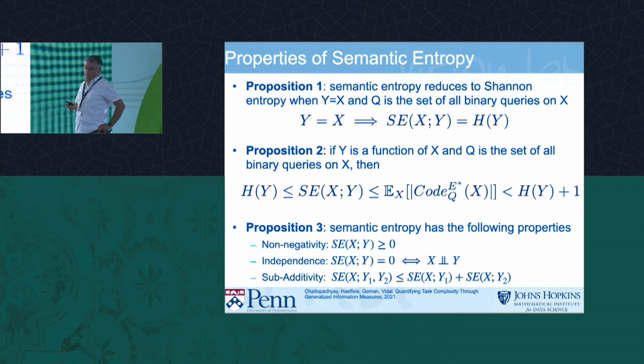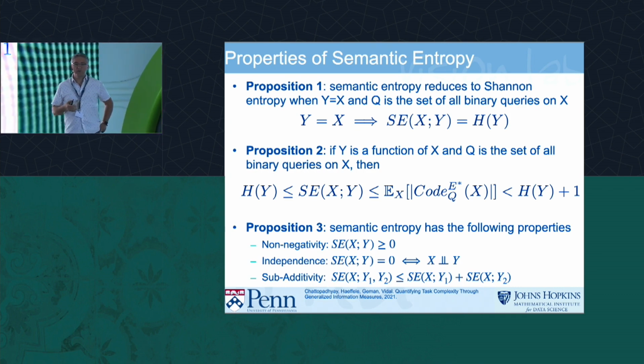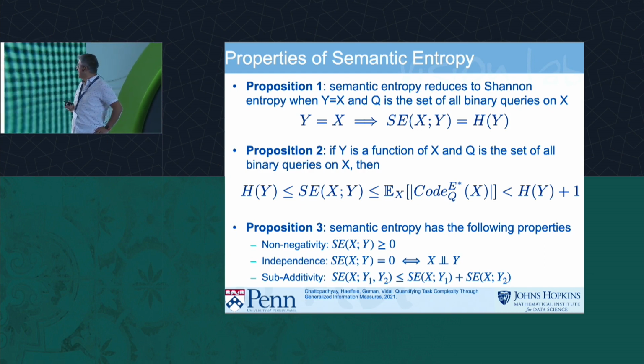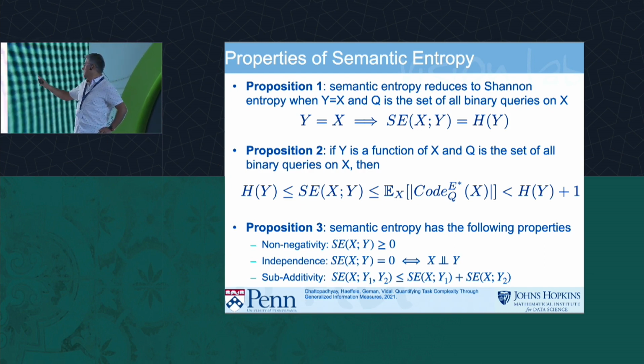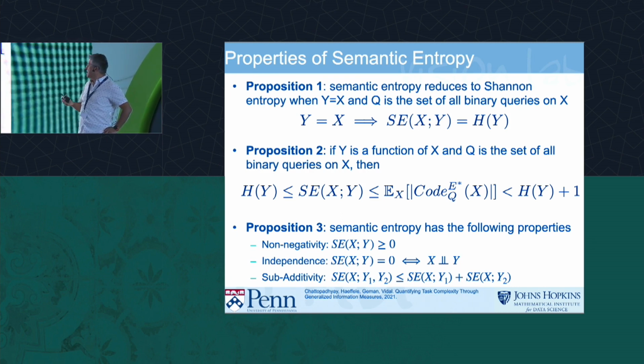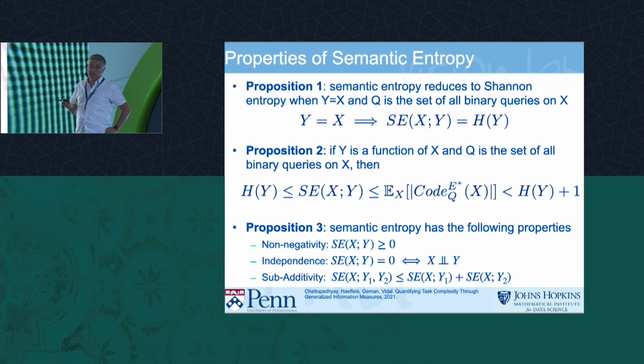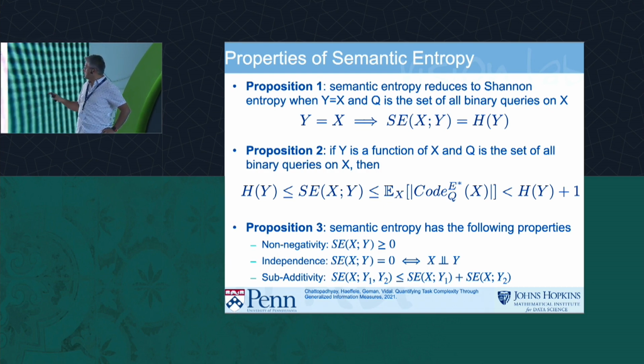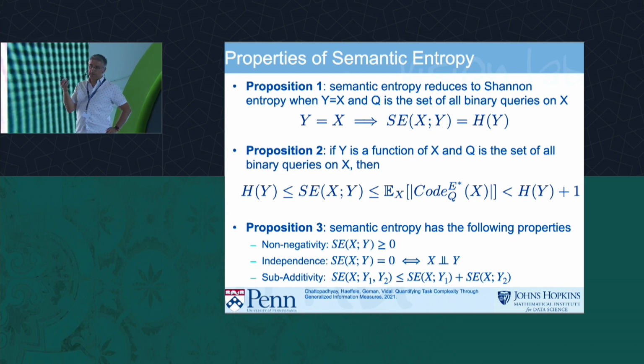And there are other properties that I think are going to be useful for multitask learning problems. The first two are the obvious ones: the semantic entropy is non-negative, and if x and y are independent, then the semantic entropy is 0. But the last one is probably useful for 2 tasks. What if I compute the semantic entropy for the same x? I have 2 tasks, y1 and y2. Then the semantic entropy of the joint task is bounded above by the sum of the semantic entropies of the individual tasks.